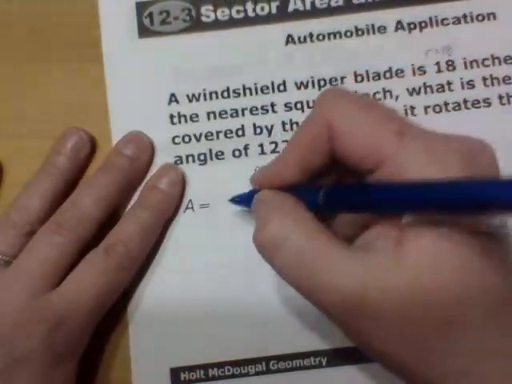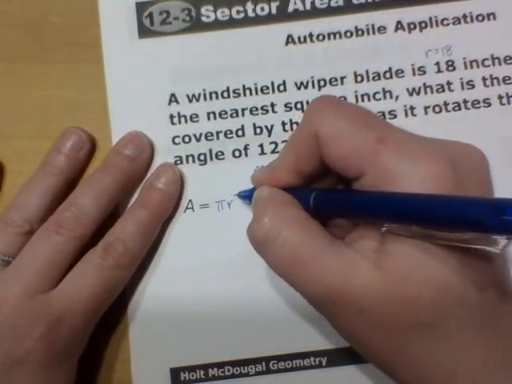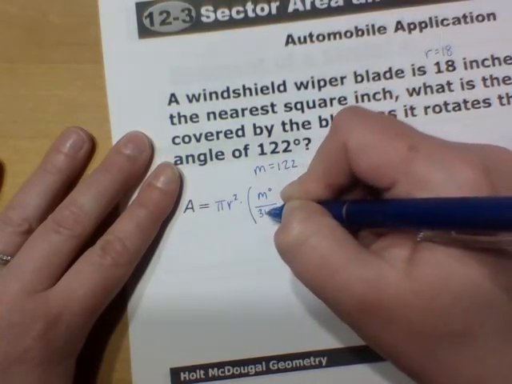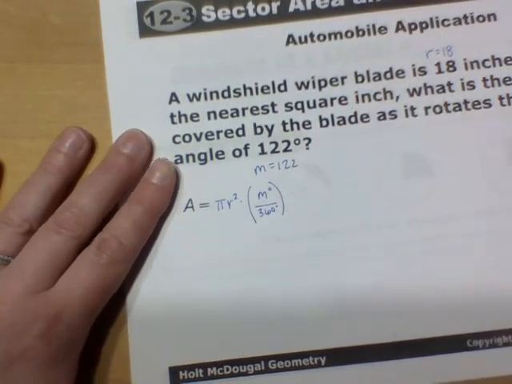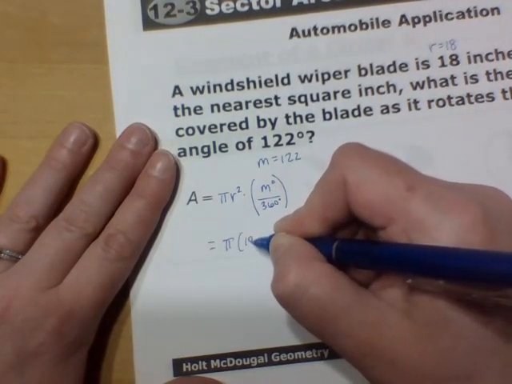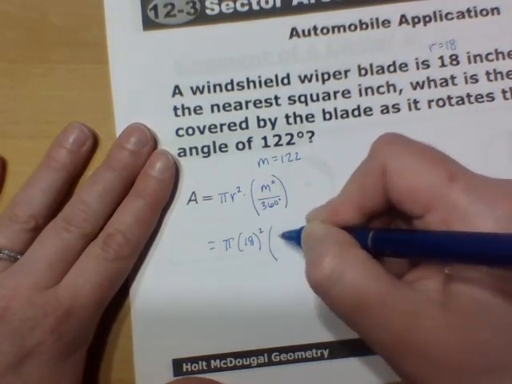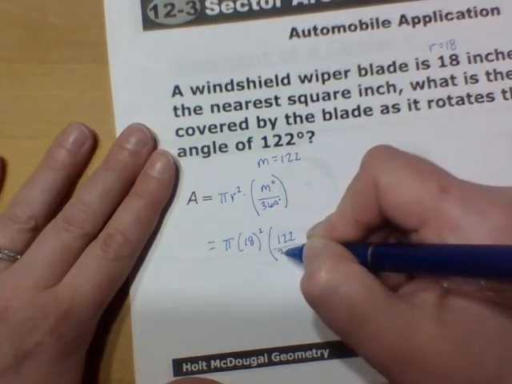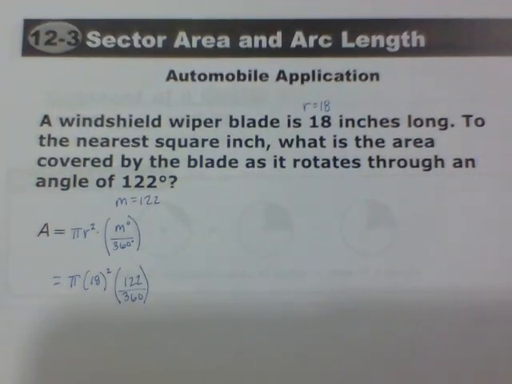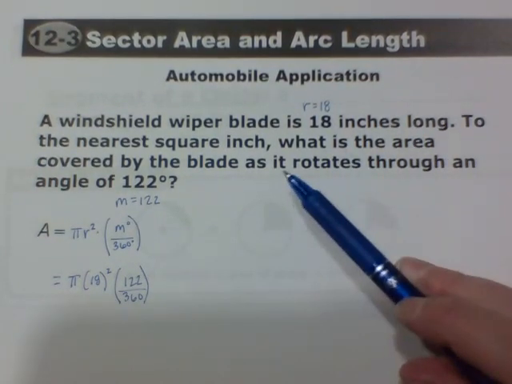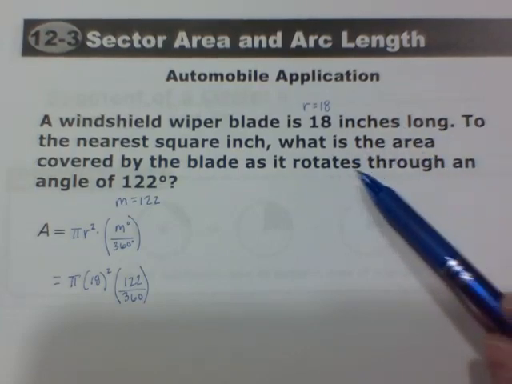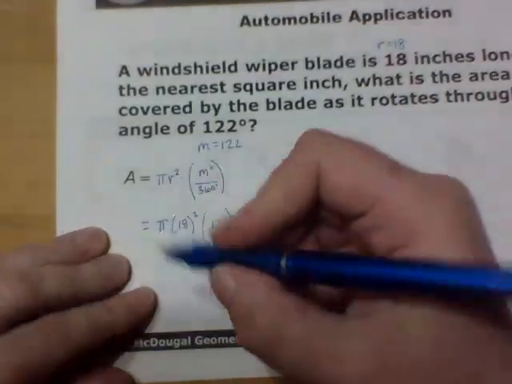So in our formula of pi r squared times the measure in degrees over 360, we're going to be able to fill in pi, 18, which we will then square, and 122 over 360. Again, they want it rounded to the nearest square inch, so we're not doing that whole in terms of pi thing. And so we just need to multiply this.